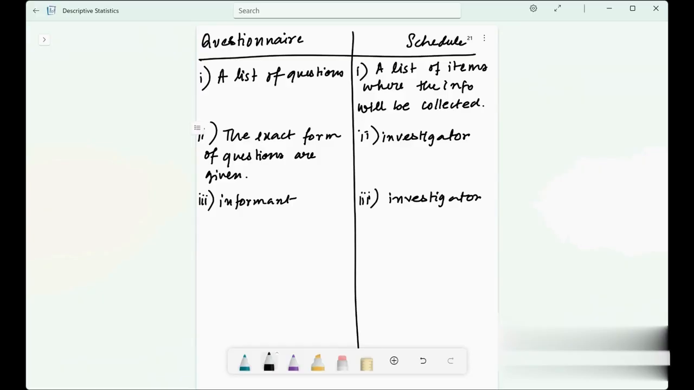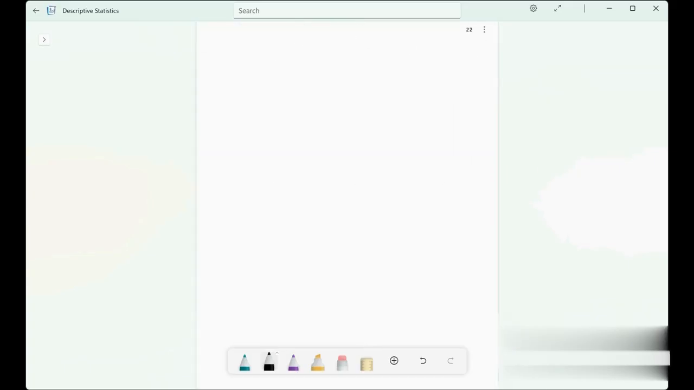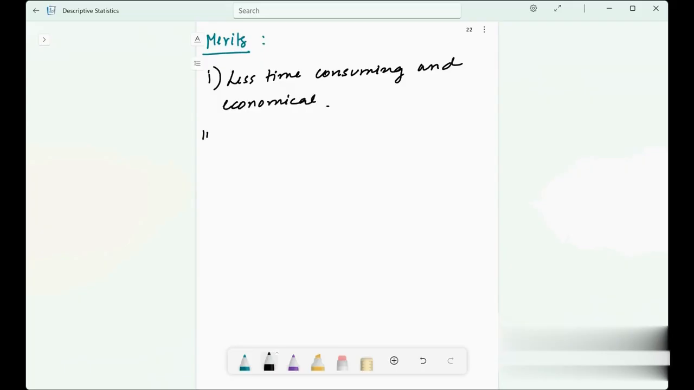Actually, yes. Now, coming to the next topic, which is merits. Merits of whom? Questionnaire method. First is, it is less time consuming and economical. Second is, it can reach large number of population. Can reach, okay, I understand, right? Can reach large number of population.